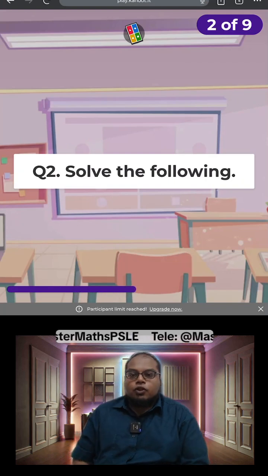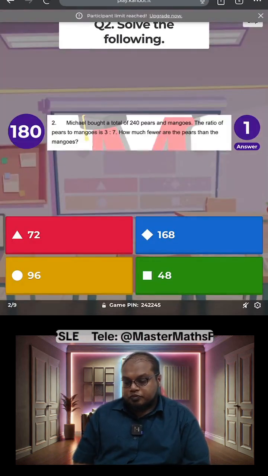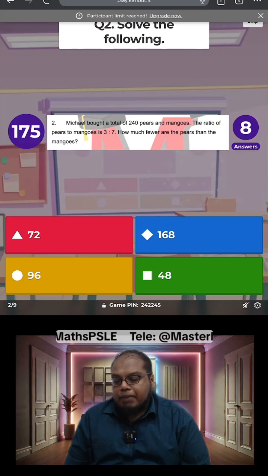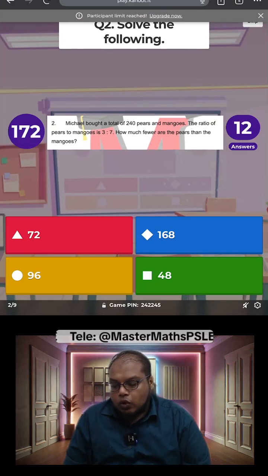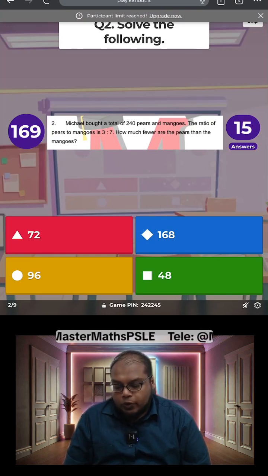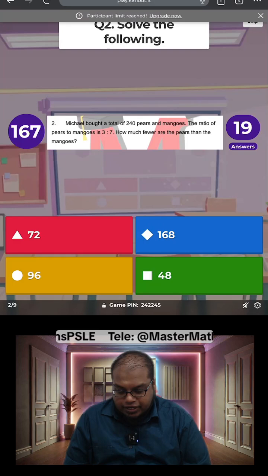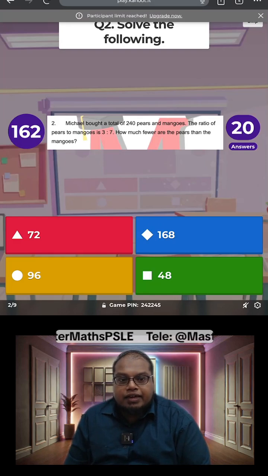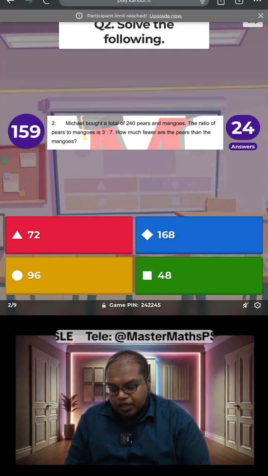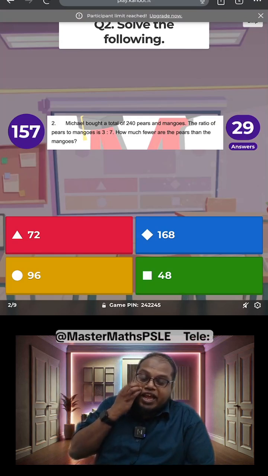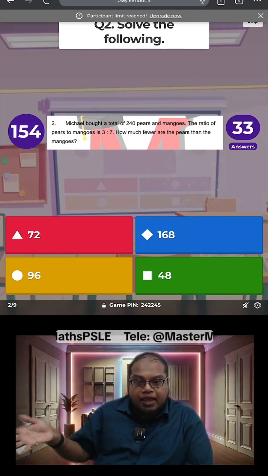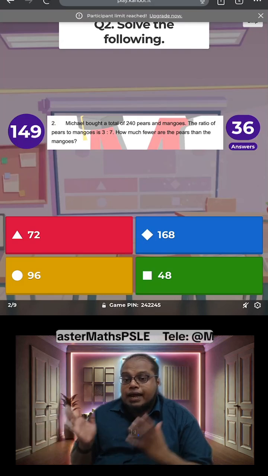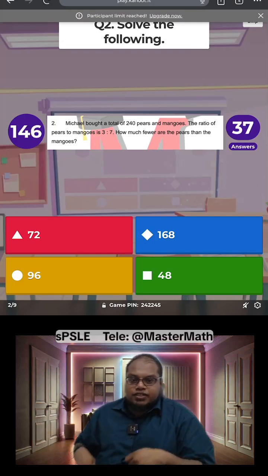Now solve the following question. Michael bought a total of 240 pears and mangoes. The ratio of pears to mangoes is 3:7. How much fewer are the pears than the mangoes? They are not asking how many pears or how many mangoes, but how much fewer the pears are than the mangoes.